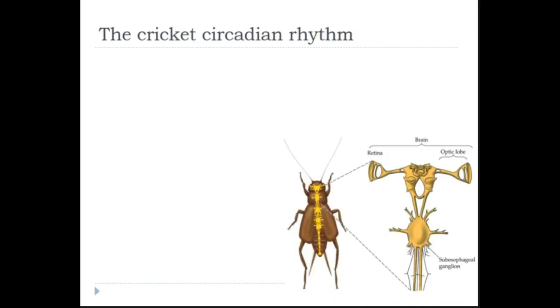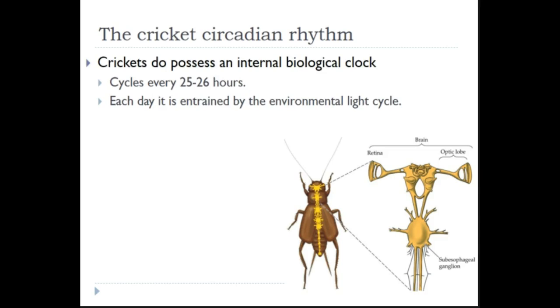So what is the mechanistic basis for this rhythm that these crickets seem to have? You can do experiments where you just start playing around with their nervous system and trying to figure out which parts of their nervous system are important for this. As we've seen, crickets have an internal biological clock. On its own, it cycles about every 25, 26 hours as opposed to every 24 hours. So it needs some kind of environmental cues to entrain it. There's that word entrained.